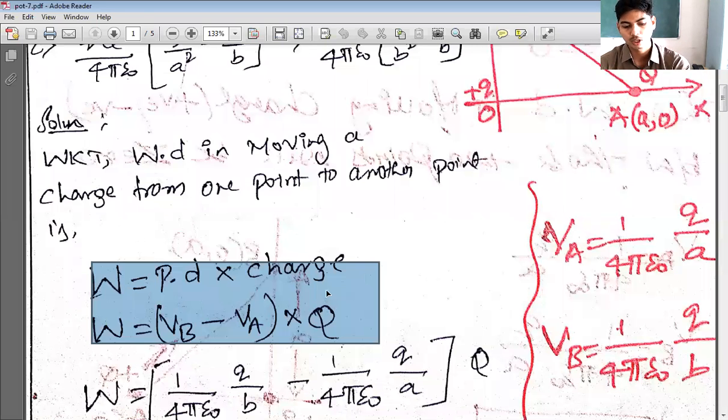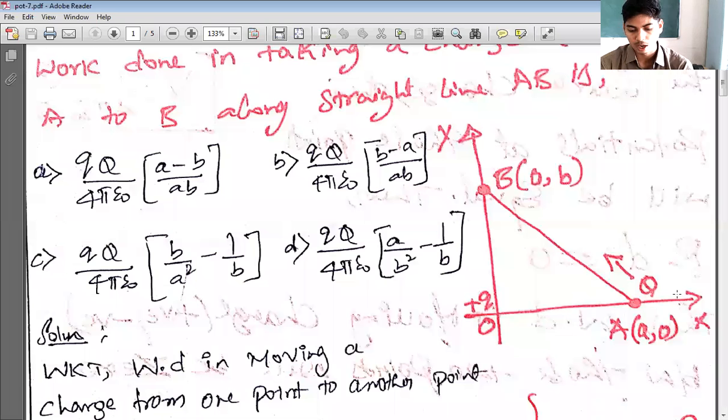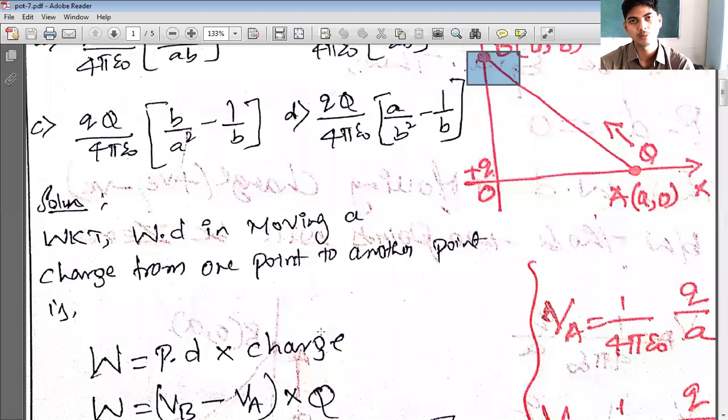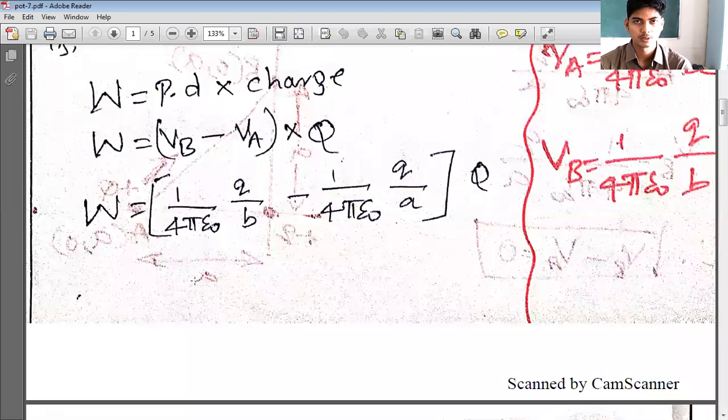So if you are asked to calculate work done to carry charge from one point to another point, calculate the potentials at those 2 points, then calculate potential difference between them, multiply the charge that is to be carried. Potential difference is charge multiply madri, you will get the work done, right?